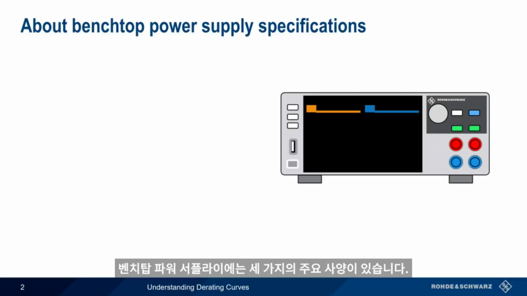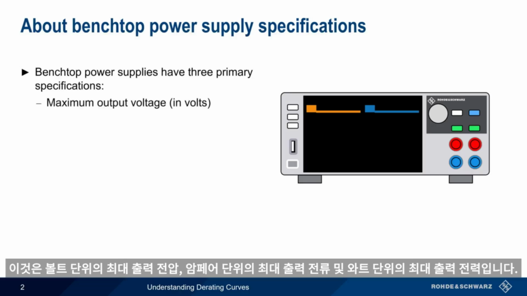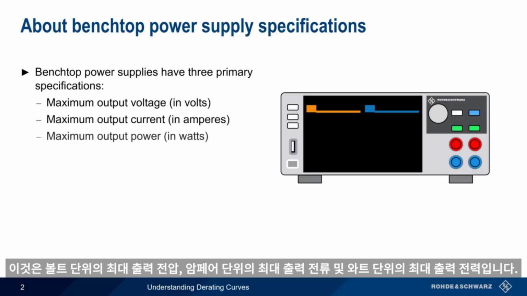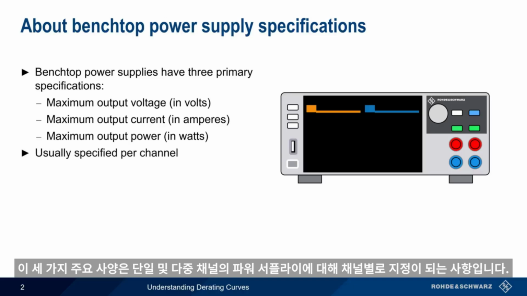Benchtop or bench power supplies have three primary specifications. These are maximum output voltage in volts, maximum output current in amperes, and maximum output power in watts. These are usually specified per channel for both single and multi-channel power supplies.